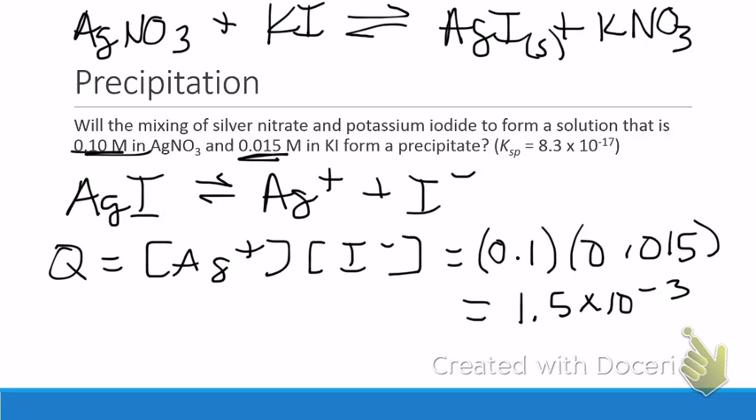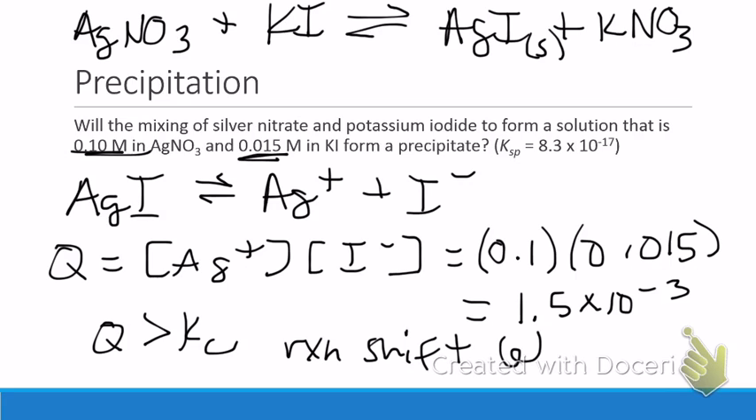for our reaction quotient. So once again, we have a reaction quotient that is greater than Ksp, much greater in this case, and so the reaction will shift left towards reactants in order to rebalance it, which means that we will see precipitation occur.